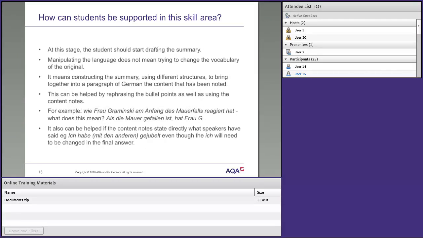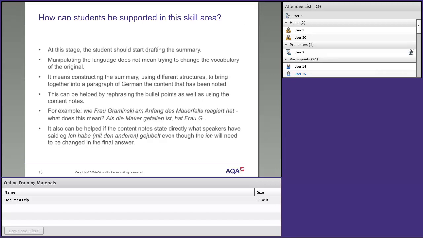Once the students have noted down their content, they should then start to draft the summary. Manipulating the language doesn't mean trying to change the vocabulary of the original. It's not about finding synonyms. It means constructing the summary using different structures to bring together into a paragraph of German the content that has been noted. This can be helped by first of all rephrasing the bullet points as well as using the content notes. For example, the first bullet point mentions Mauerfall.